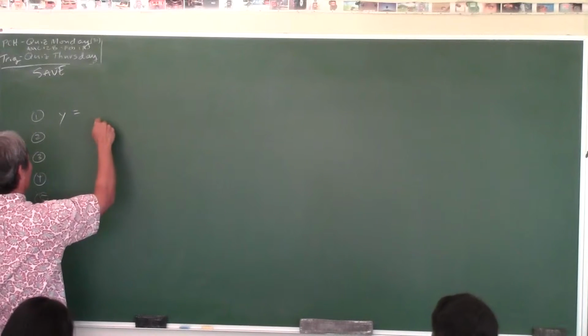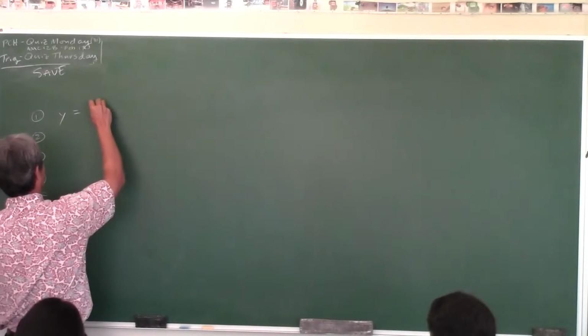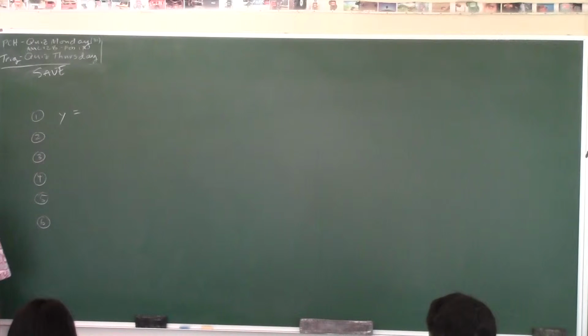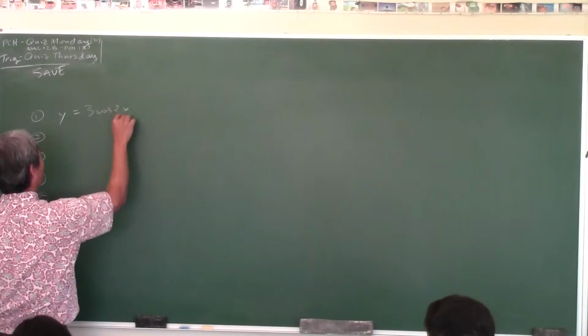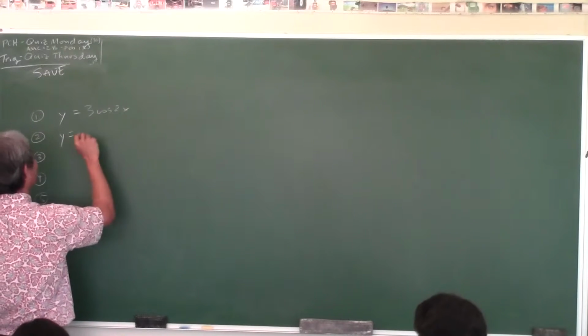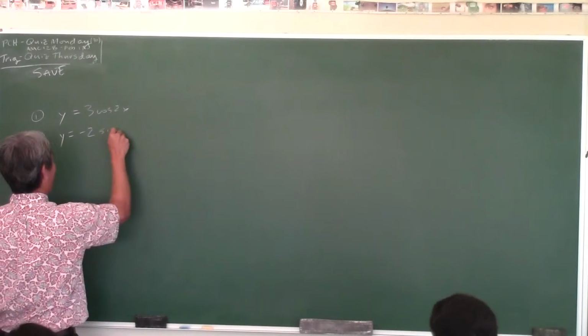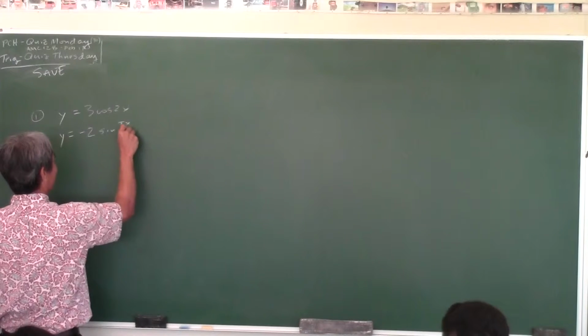Okay, y equals, I don't know, 3 cosine. Wait, let me check the quiz so I don't give you the exact same problem. We don't want the exact same problem, do we? Yes, we do. Okay, I got it. So here's your practice quiz. 3 cosine 2x, y equals, I don't know, negative 2 sine pi x over 4.